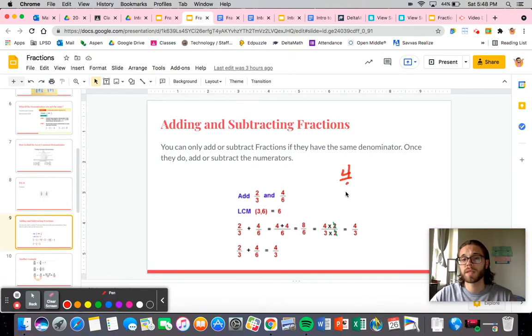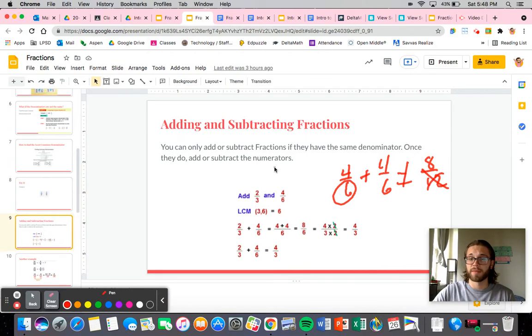Okay, so 4/6 plus 4/6 is not equal to 8/12. No, do not add the denominators, just the numerators, right? The denominator is essentially the total parts. You're not changing the total, you're just changing the number of parts you have.